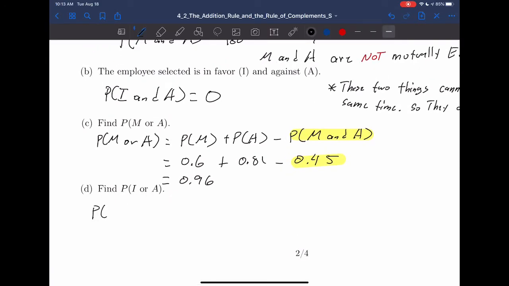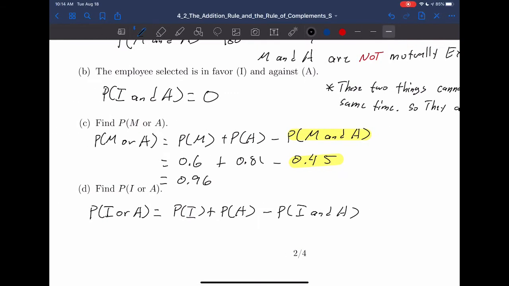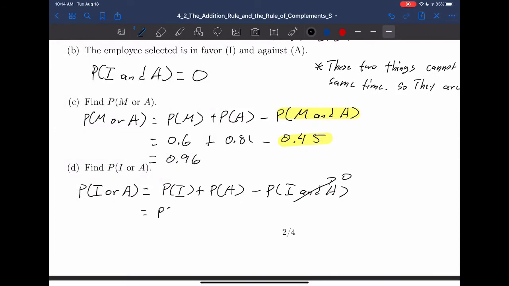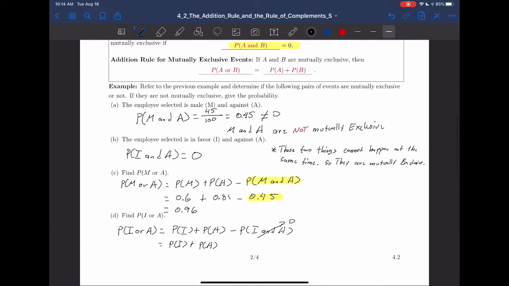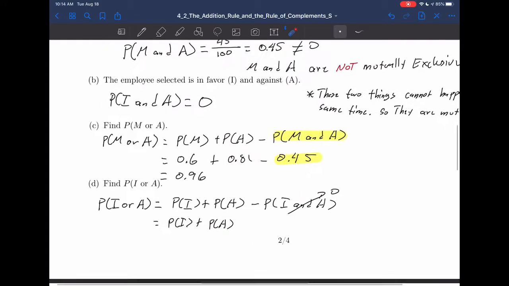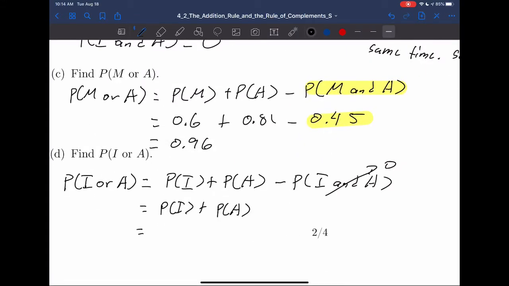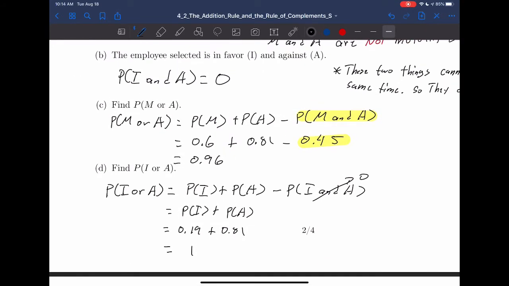Now we want to see how this affects the general addition rule. To calculate the probability of I or A, this is the probability of I plus the probability of A minus the probability of I and A. But since we already know that I and A are mutually exclusive, this last term will be 0. So all we have left is the probability of I plus the probability of A, which is what we expect. If you plug in the values, we actually get 1, or 100%. This makes sense because when you pick a random person, they're either going to be in favor or against the policy. So they're either one or the other.